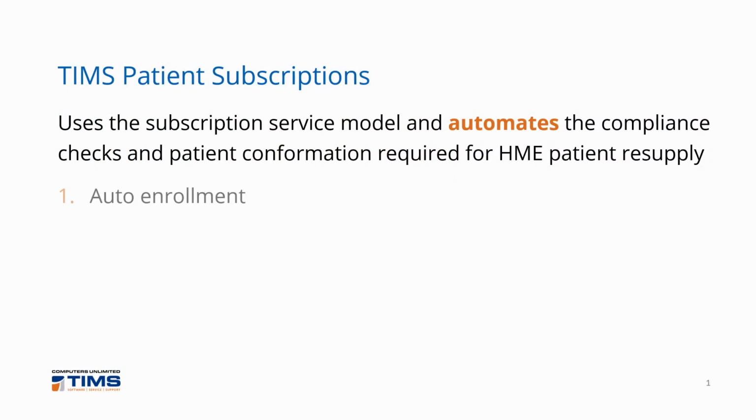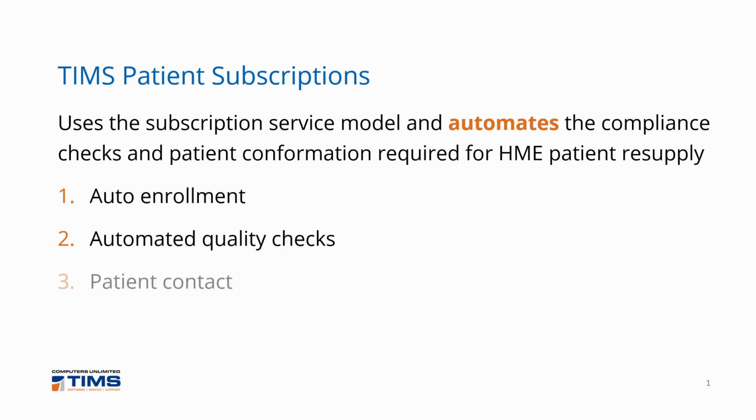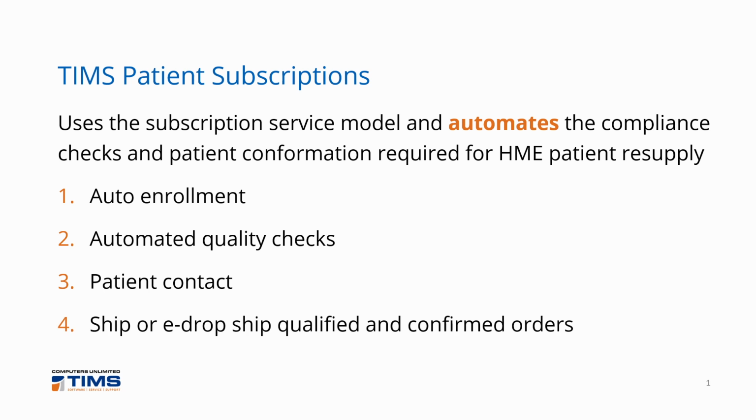So really we've got four parts. One is auto-enroll the patient in their subscription for their resupply. Two is automate those quality checks that we need to do prior to shipment. Three, automate that patient contact piece as much as we can. And then number four is auto ship or e-drop ship the supplies once you have a qualified and confirmed order. So really all of these steps flow right together. They're not separate applications or third parties. It's all within the application, all within TIM. So we're really doing a fantastic job of connecting all the dots of that business process.